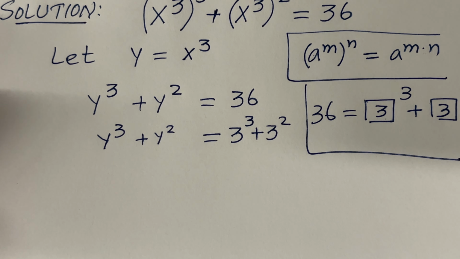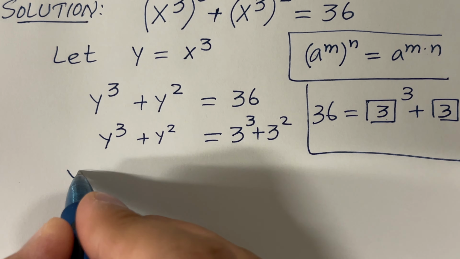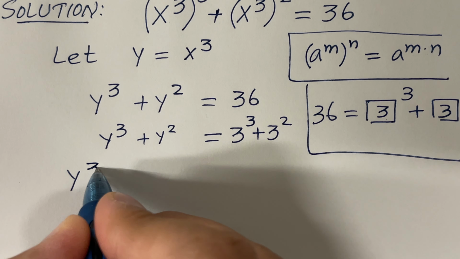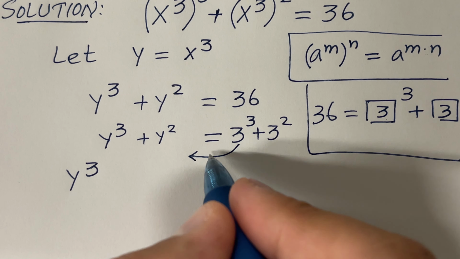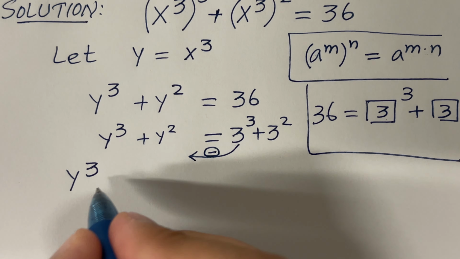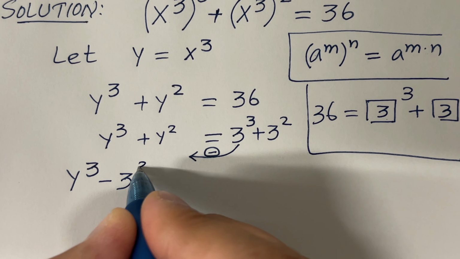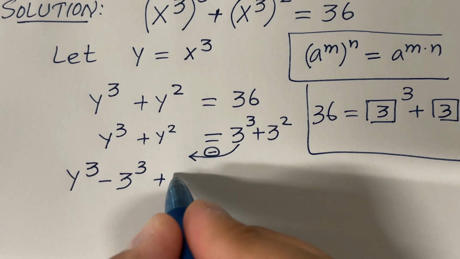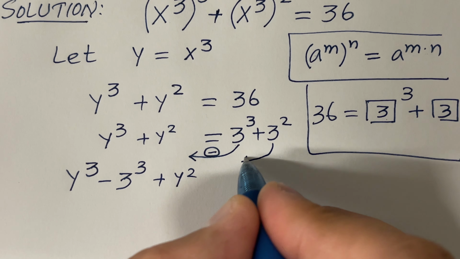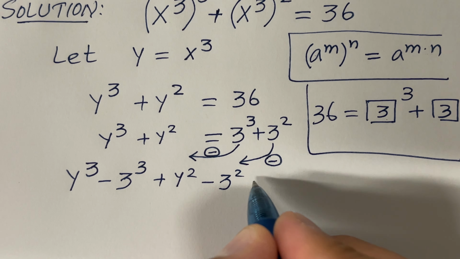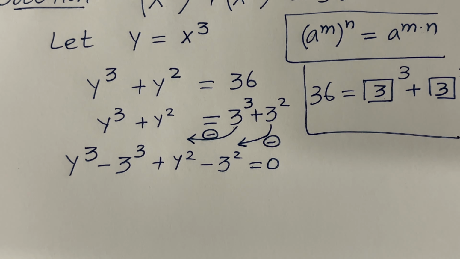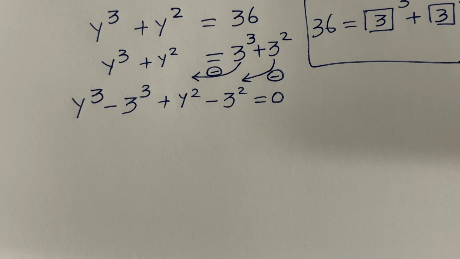Now let's move everything to the left hand side. On the left hand side I have y cube, and I will pair this with 3 cube. If you move 3 cube to the left hand side, it becomes negative 3 raised to the power 3, and plus we have y square, and if you move this to the left hand side, it will also become negative. So if you move everything to the left hand side, it will look like this.